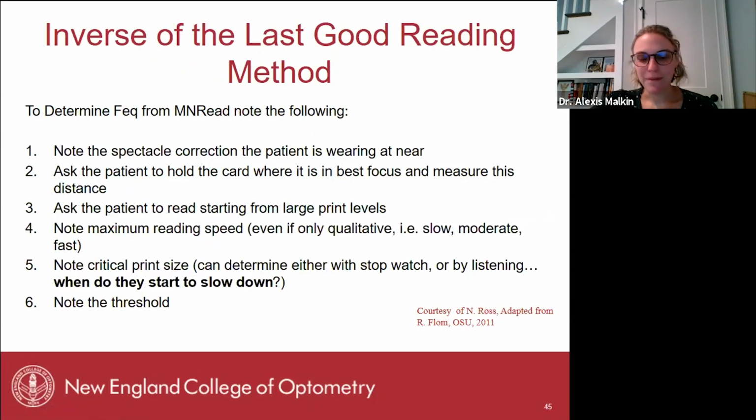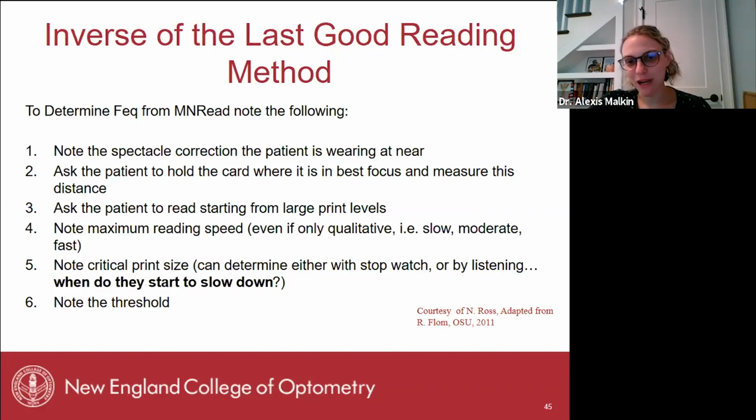So the step-by-step, and this was developed by Roanne Flom and Nicole Ross helped modify, and it's become a very useful tool for us and our students, is you want to know what spectacle correction the patient is wearing. Allow the patient to hold the card at its best focus point. Ask the patient to start reading from the largest print. Note the maximum reading speed generally. Are they slow at all print sizes? Are they fast at all print sizes? And then note the critical print size.